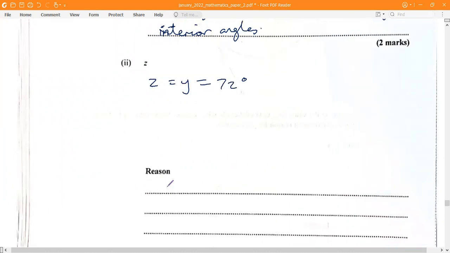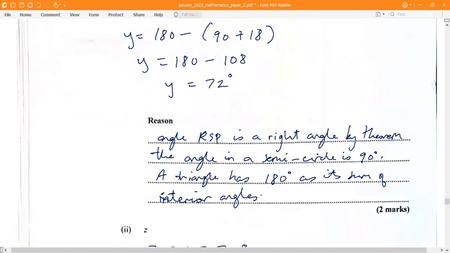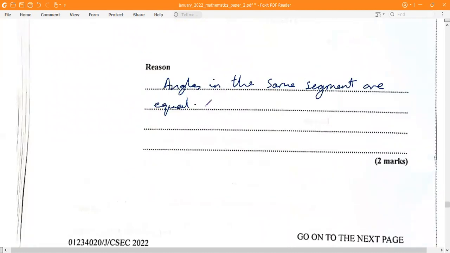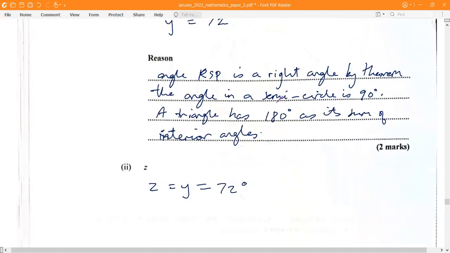Reason being, angles in the same segment are equal. This is another theorem.